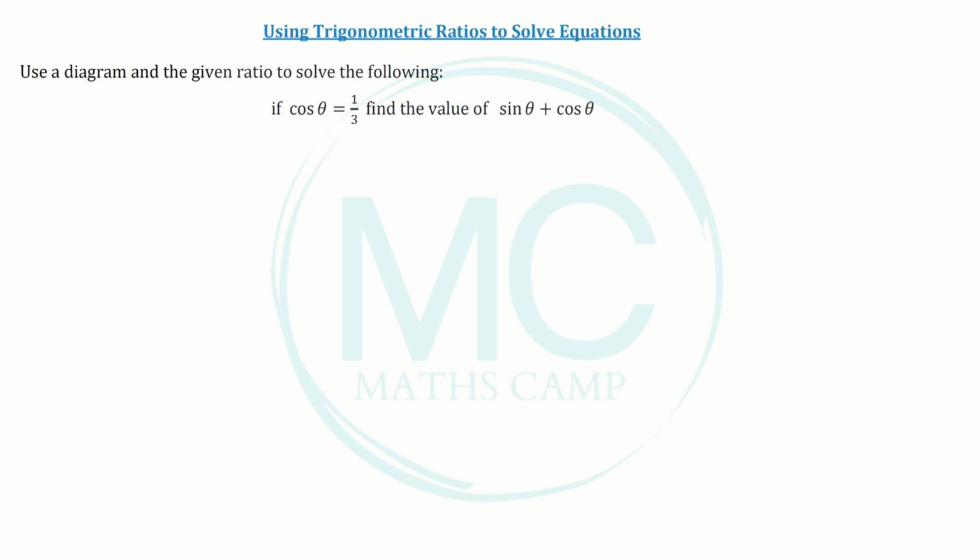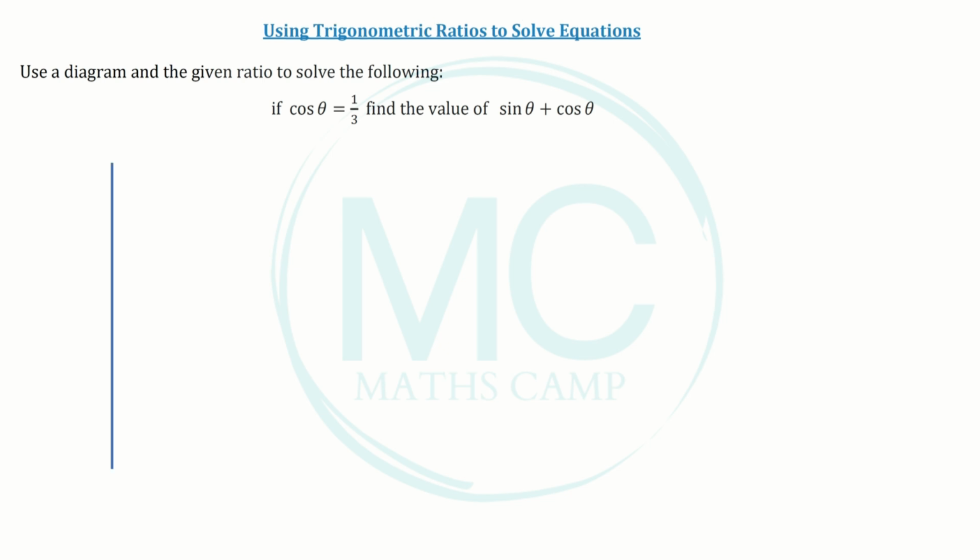Use a diagram and the given ratio to solve the following. If cos theta is equal to 1 over 3, find the value of sine theta plus cos theta. Now, before we can look at the equation, we need to draw in our diagram. Remember that sine, cos, and tan ratios only work with right angle triangles.